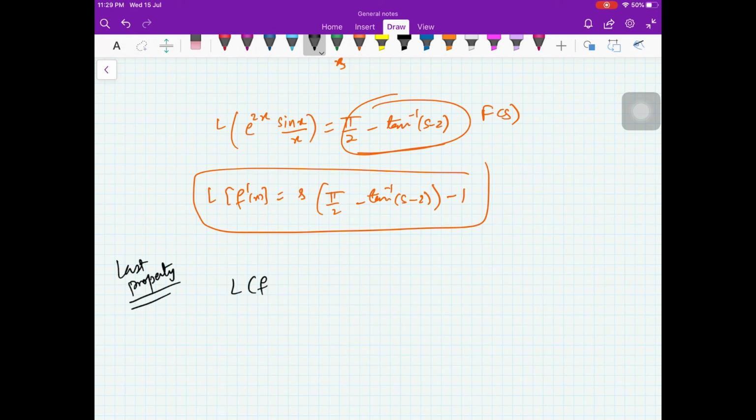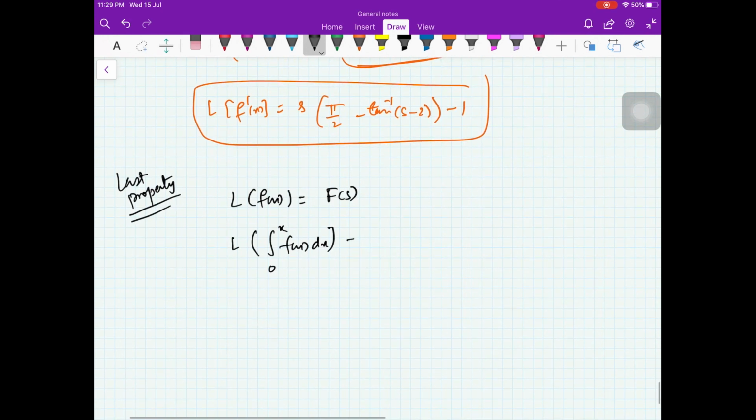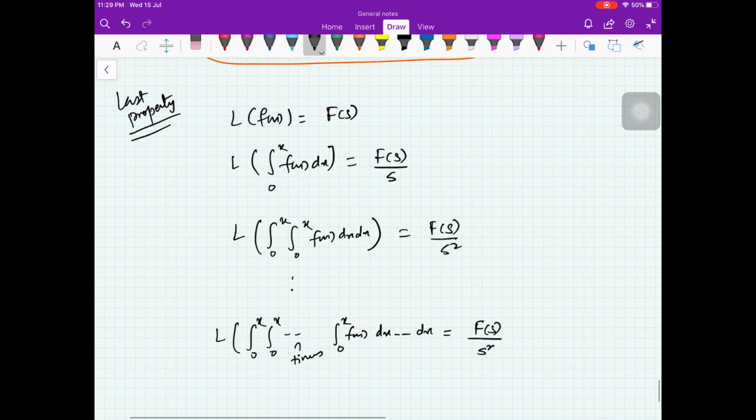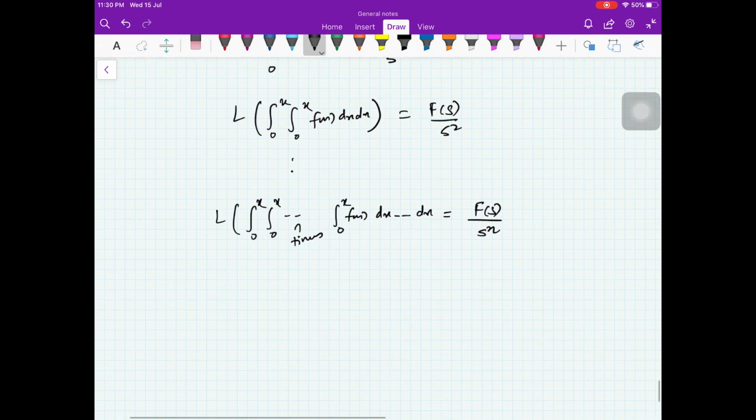The last property is that if you have L of f of x is F(s), and if you integrate it from 0 to x, then on the right hand side you have to divide by s. And if you integrate it 2 times, from 0 to x of f x dx, then on the right hand side you have to divide by s square, and so on. In general, if you integrate it n times from 0 to x, then on the right hand side you have to divide by s raised to power n. So that is the idea.